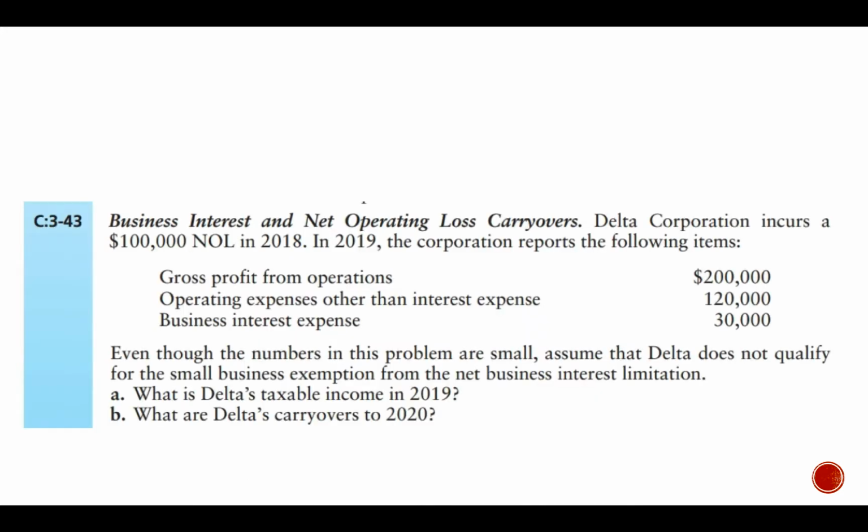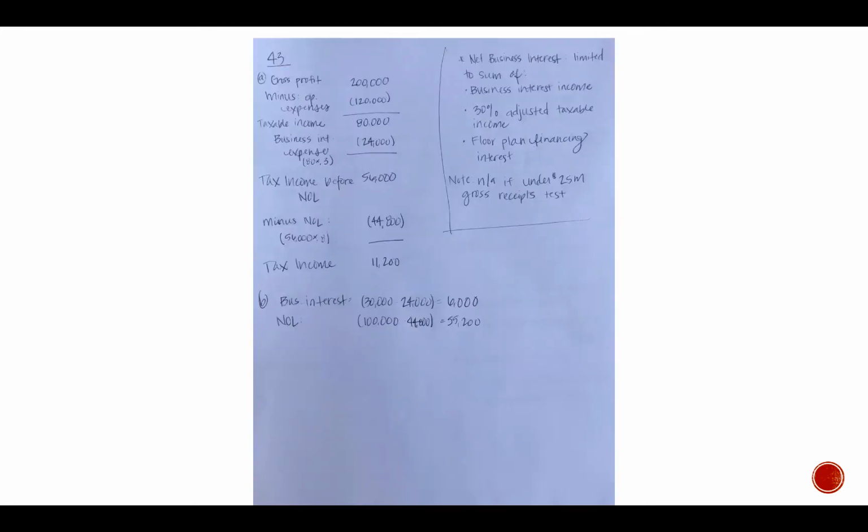So I look at my $80,000 taxable income. I take 30% of that to arrive at my business interest expense deduction of $24,000. You see that I incurred $30,000. I can only deduct $24,000 this year. My taxable income before my net operating loss is $56,000.